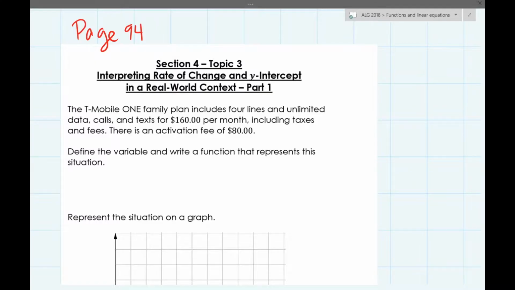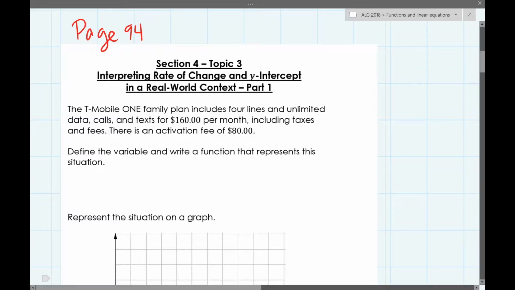Alright, so you are taking notes on page 94. This is if you missed or need extra help. This is section 4, topic 3. It is interpreting rate of change and y-intercepts in a real-world context, part 1. There's a part 2 as well, which you will need to take notes on. Okay, so let's get into the first problem.